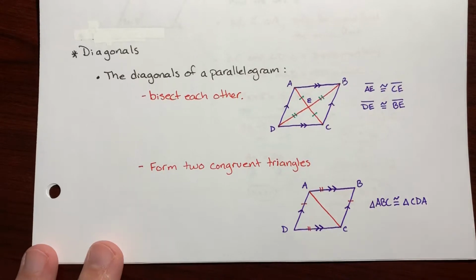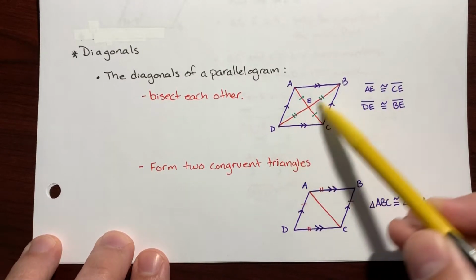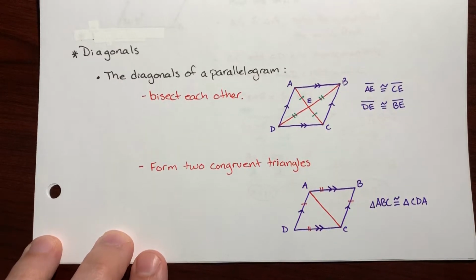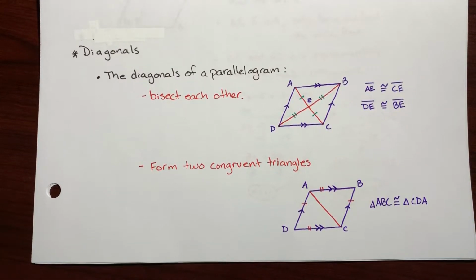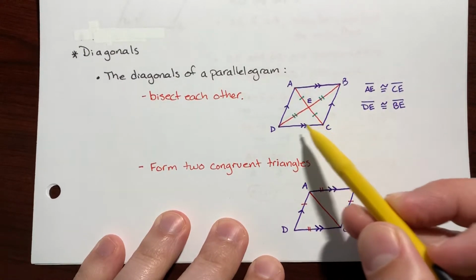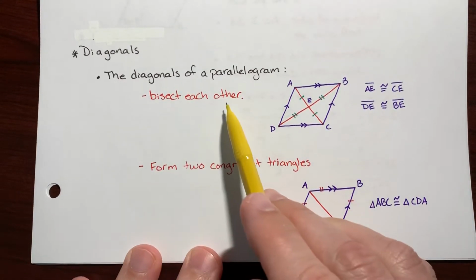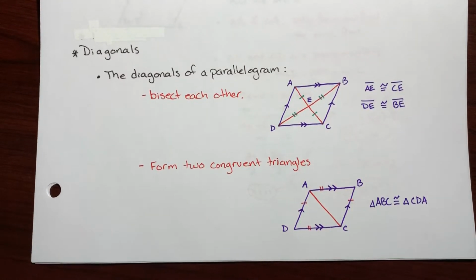When you have the parallelogram, this diagonal and this diagonal, is it possible that they could be the same measure, the same length? Yes, if you're talking about a square or a rectangle, but that's not always the case. You can see right here, the length of this line is not the same length as that line. However, diagonals do always bisect each other. That means that they cut them equally in half.